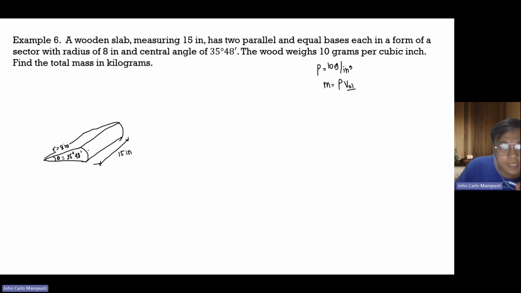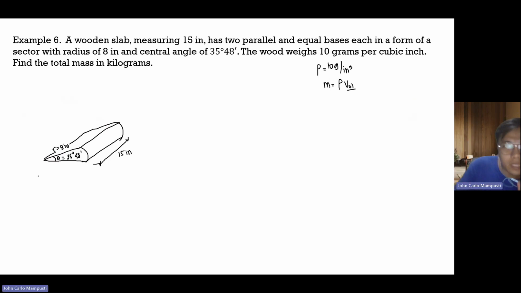So, as you can see, this is a sector. Okay, so we need to find the area of the sector. Tapos na natin yan sa plane geometry. Multiply lang natin sa length, then makuha na natin yung volume. Pero ang problem natin, ano po ba yung 35 degree 48 minute?